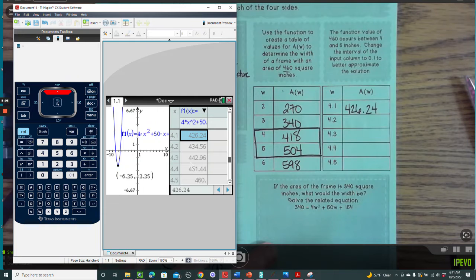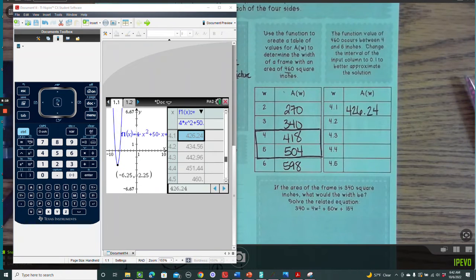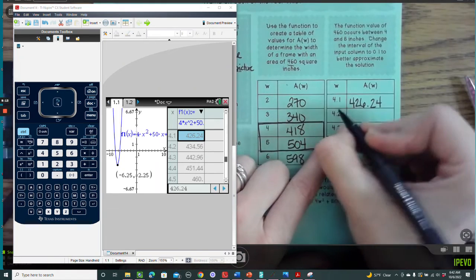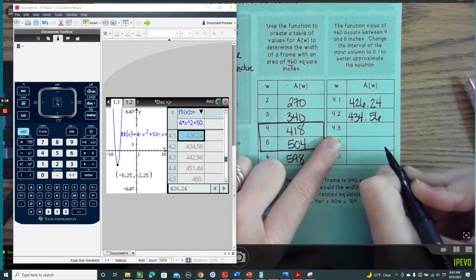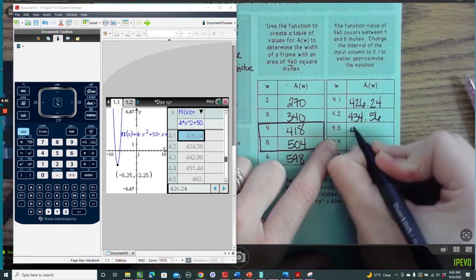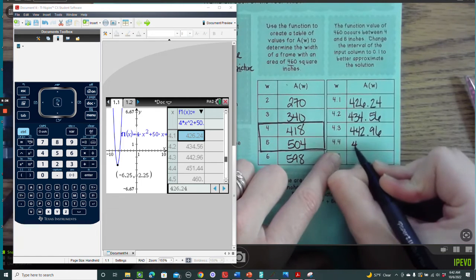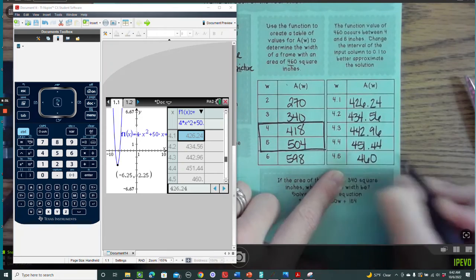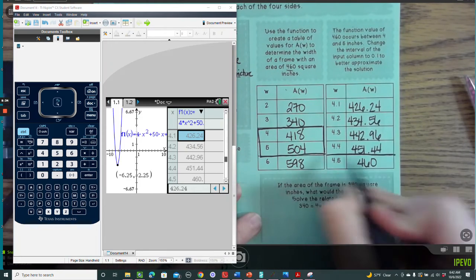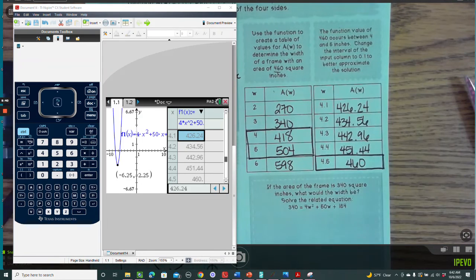Ooh, I got really different values. Okay, so 4.2 is 434.56. 4.3 is 442.96. 4.4, 451.44, and then 4.5 is 460. So this one works out nice and pretty. They don't always do that, but again, it narrows it down, and you can be a little bit more accurate with your solution.